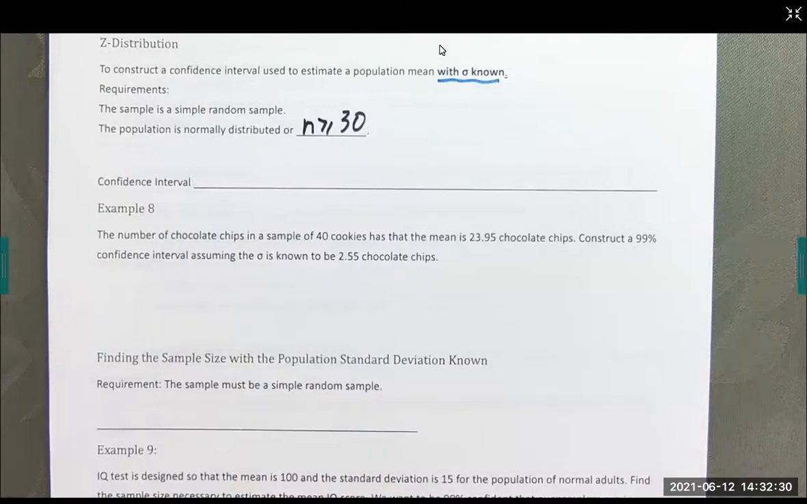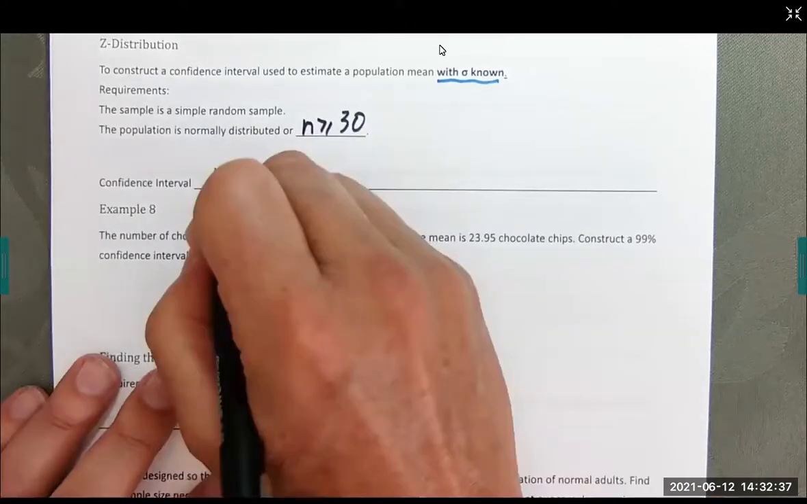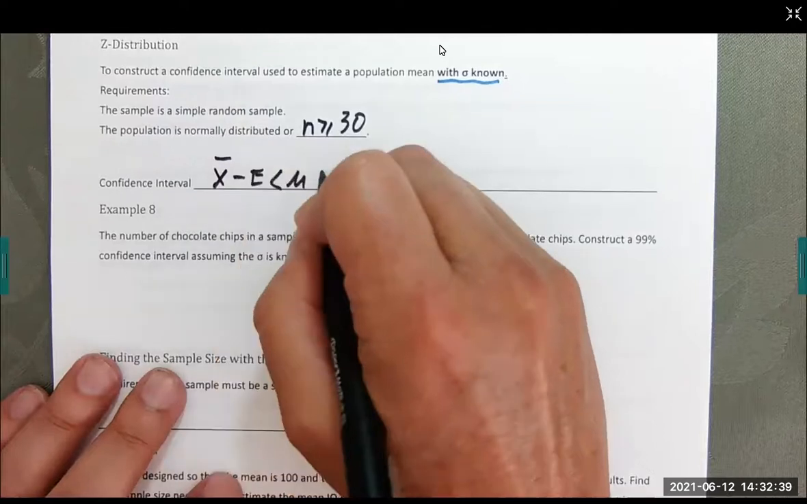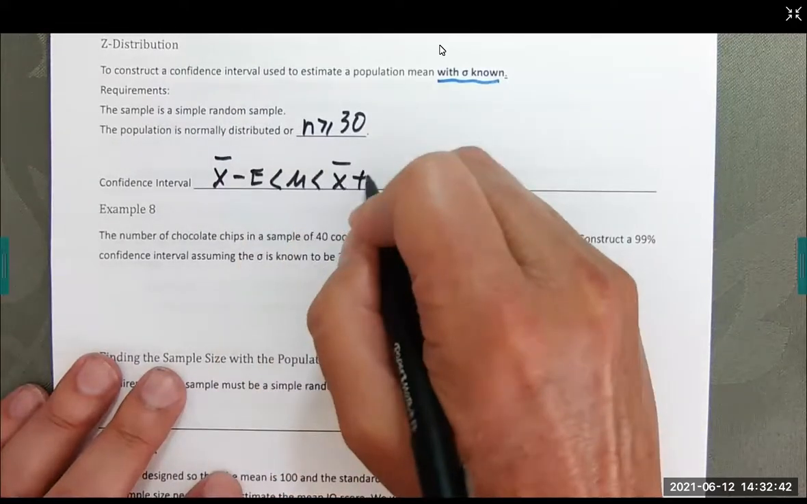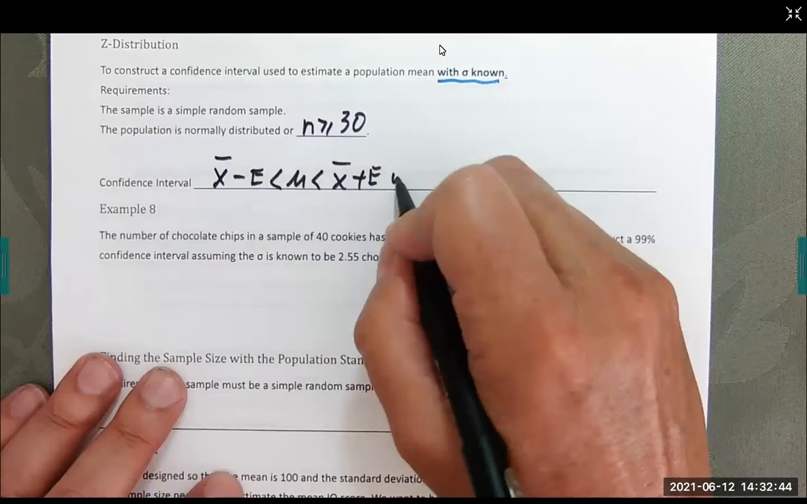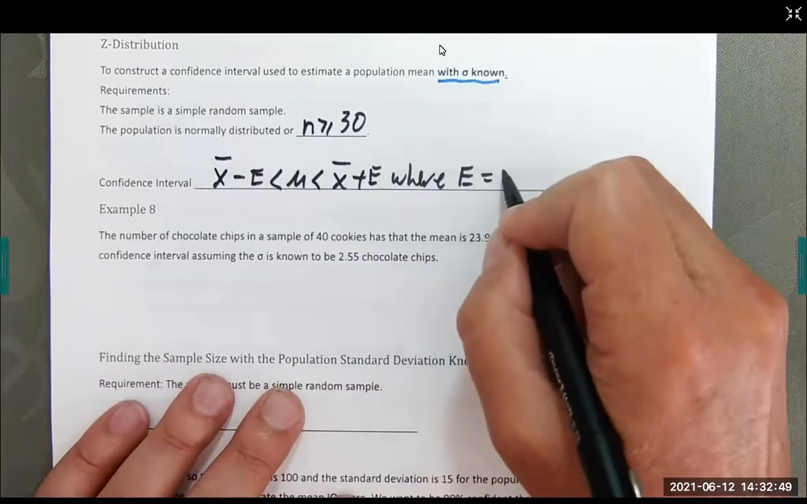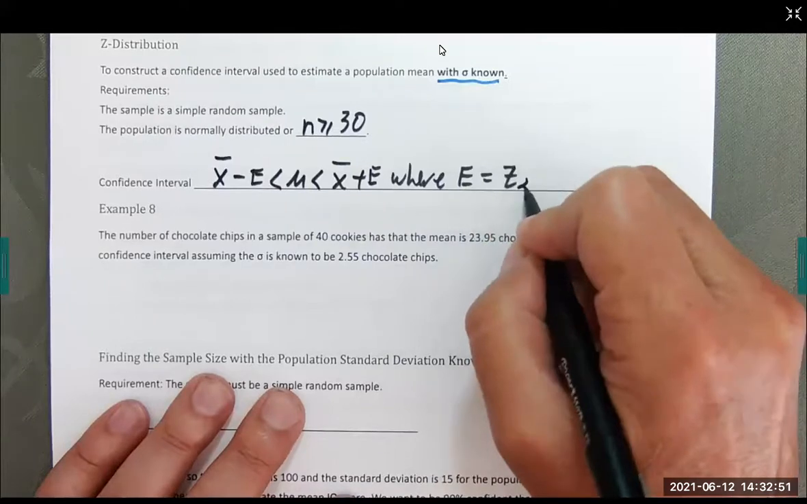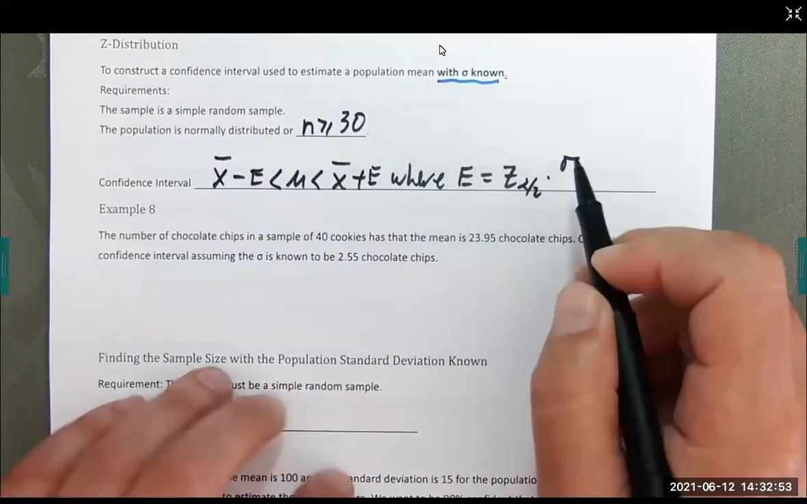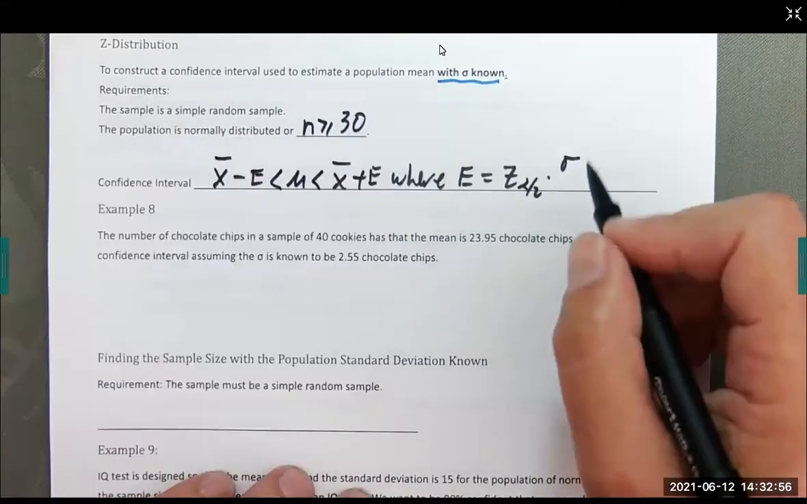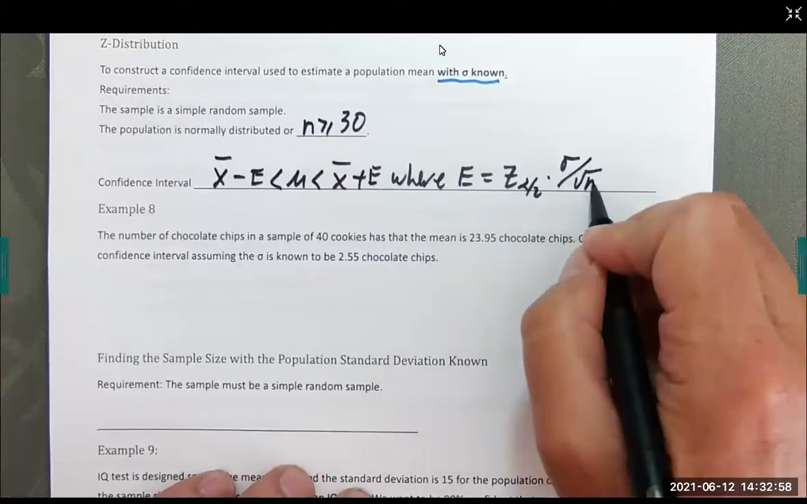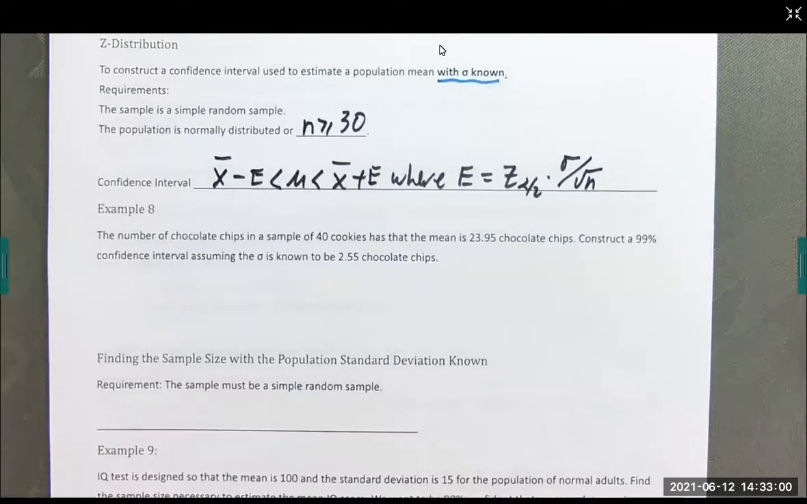All right, and our confidence interval is going to look something like this. X bar minus E, mu in the middle, X bar plus E. It's going to look very similar to the T distribution. E is Z sub alpha over 2 times sigma, now this has to be known, right? Otherwise we can't use it, over the square root of n. And you'll notice there's no degrees of freedom with this. It's not necessary in this case.